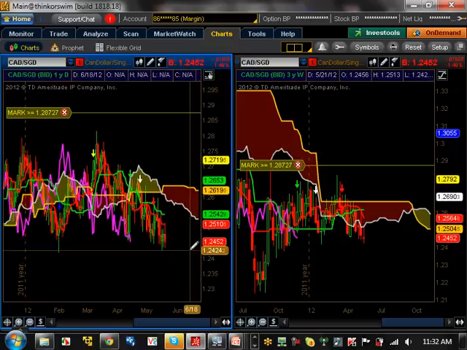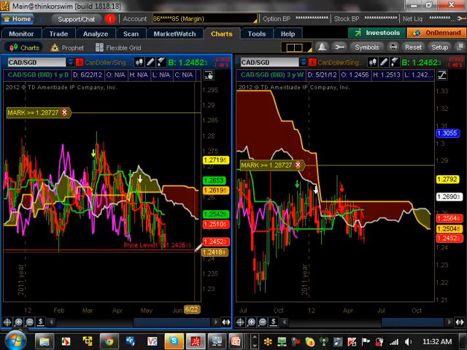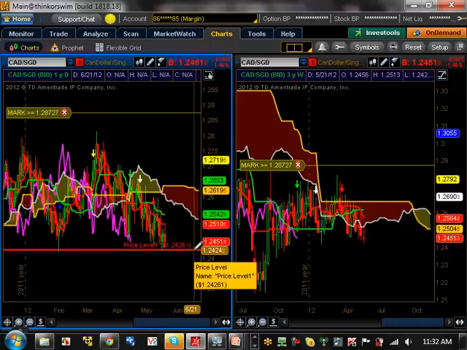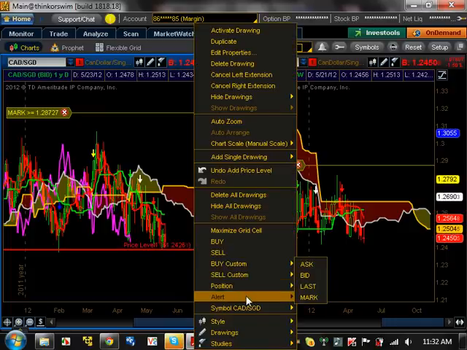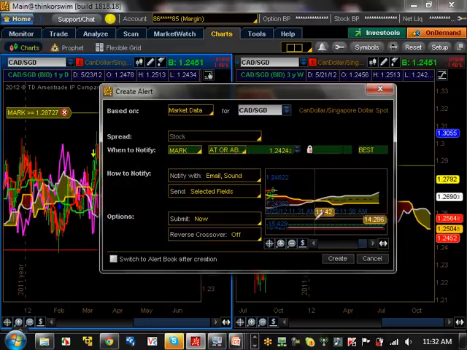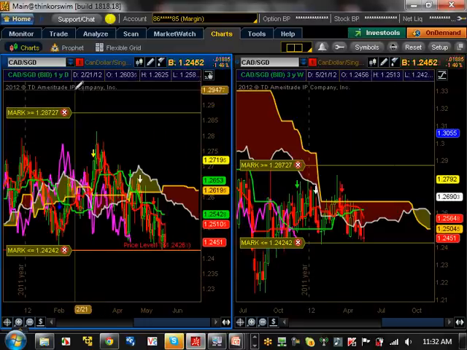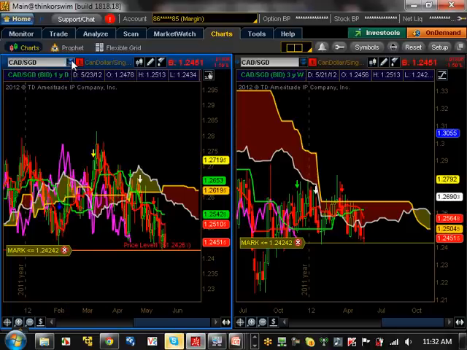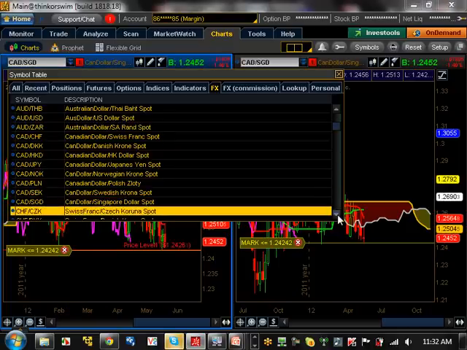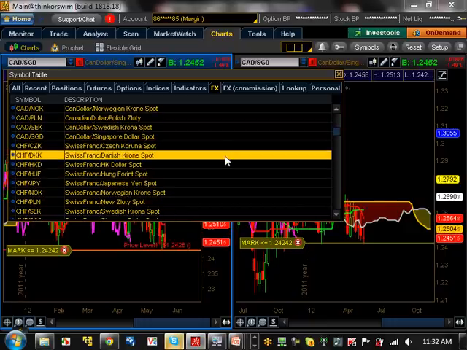As far as CAD Singapore, this looks like a great opportunity here. If it could break the support level here, then this could be a great opportunity to go down. So I'll definitely watch for this one to look for a bearish trade on this moving forward. And I'm going to go ahead and set an alert here, so I will know exactly when it breaks that support level there. Okay, so that's a great trade that you could look for on CAD Singapore dollar moving forward.